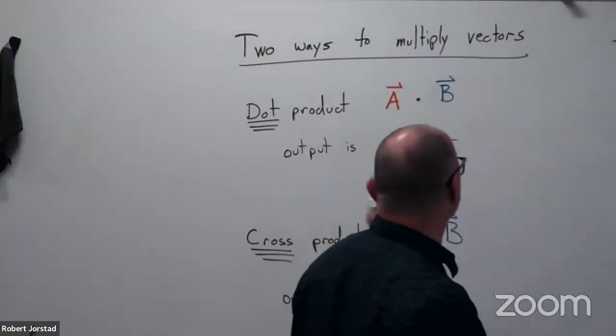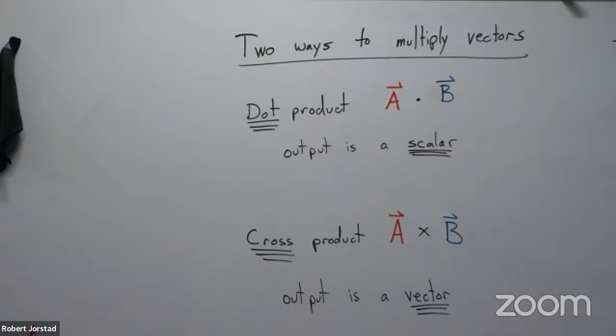Okay, I want to talk about multiplying two vectors. You can see there's a couple of different methods there. I'm going to talk about that.